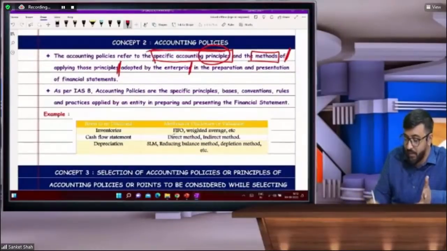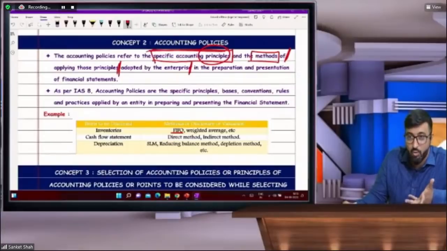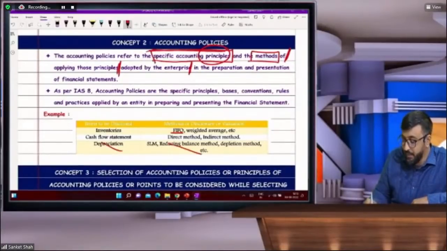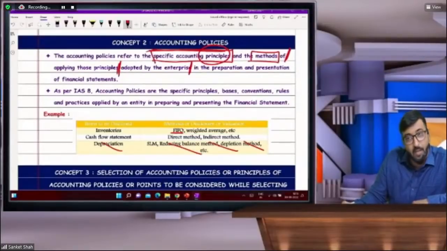Now what are principles? For example, I am following the first in first out method, or I am following the weighted average method of inventory. These are called principles. Depreciation, this is not a policy now, because these notes are not yet revised. So depreciation, you can cut it. Previously it was a policy, but now it is an estimate. As per Ind AS, depreciation is not a policy. Depreciation is an estimate, that you are changing the estimate.